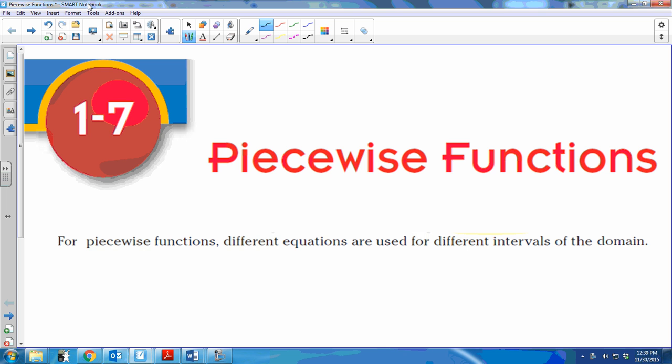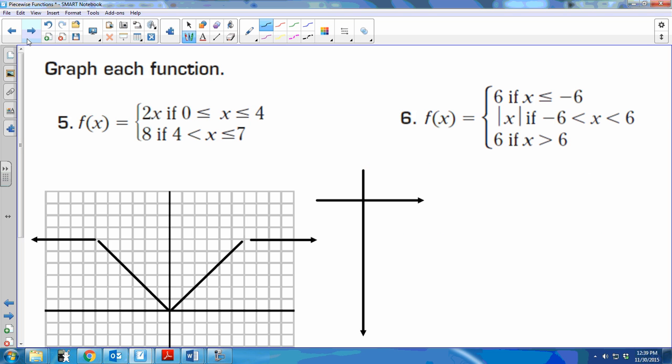Okay? Now, all the pieces are going to be functions you've seen before. So possible things that might be are linear equations. They might be quadratic equations. They might be absolute value equations. All right? But there'll be things that you've seen before that you can graph. At the very least, you can graph them with the assistance of making a table. All right? But you'll be able to figure it out. Okay. So here's the first example.